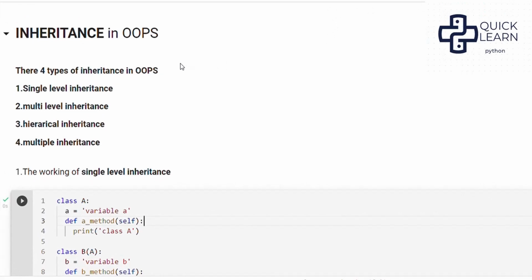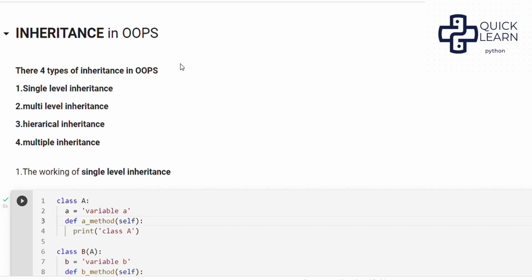Inheritance is nothing but, if there are two classes, class B can access the properties of class A. Here class A is called the parent class and class B is called the child class, since it can inherit the properties and methods of class A. This is the concept of inheritance.